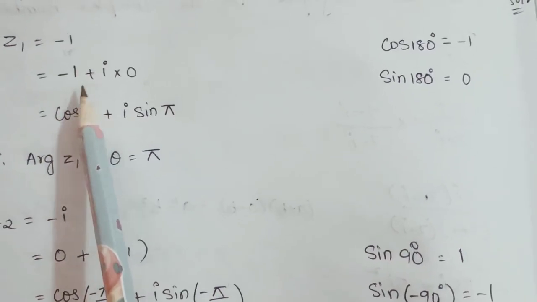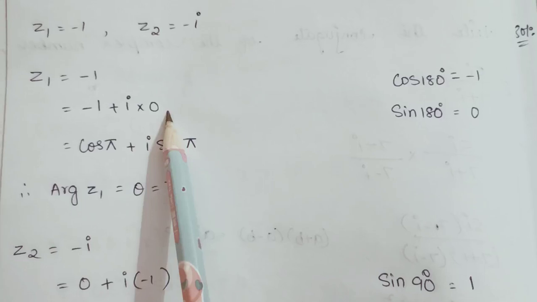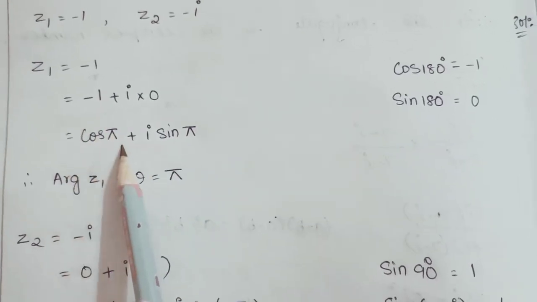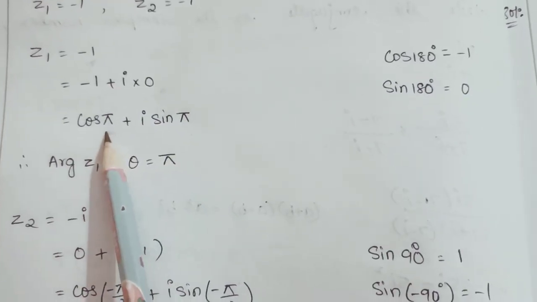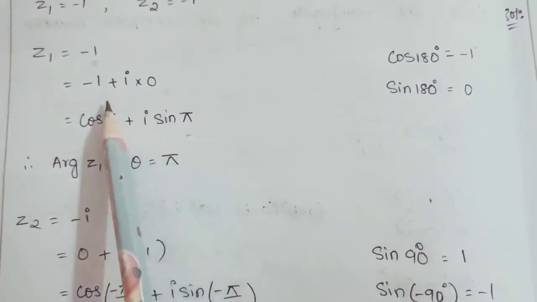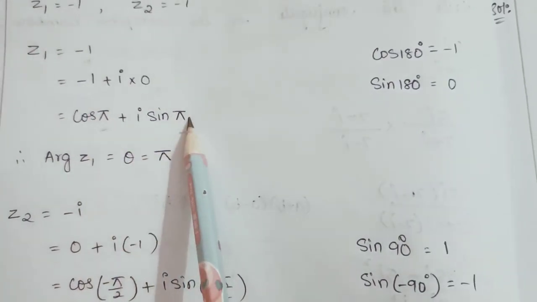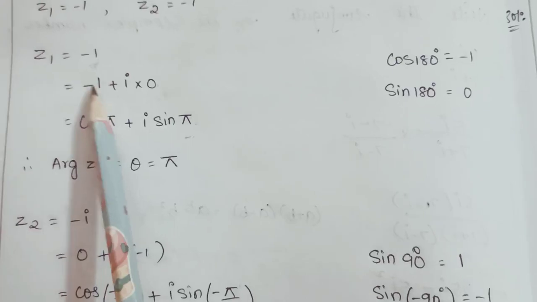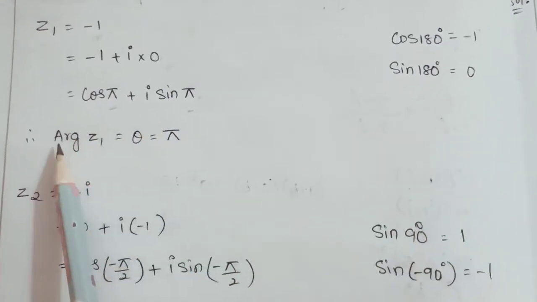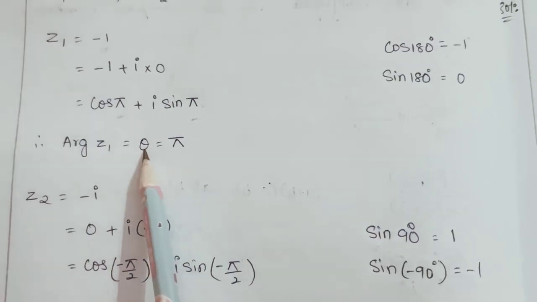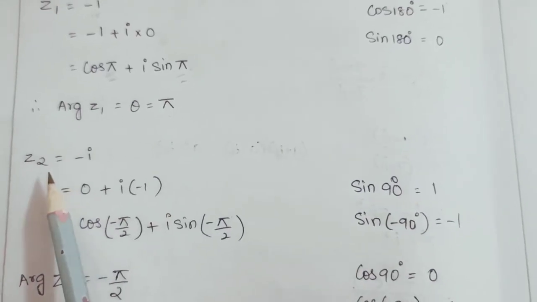So we just want to write it in complex number form: minus 1 plus i into 0. So minus 1 is nothing but cos 180 degrees plus i into sin 180 degrees. Both the theta values should be the same. It will be the same when the cos 180 value is minus 1 and the sin 180 value is 0. Cos 180 is minus 1, sin 180 is 0. So arg z1 is equal to theta, that is nothing but pi. Similarly, we will find for z2.